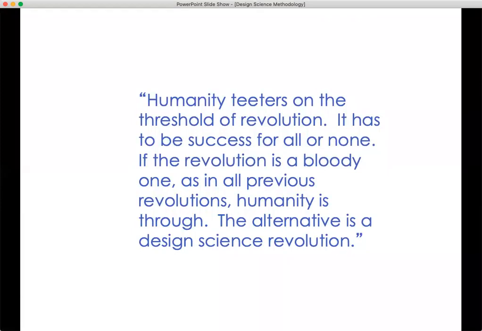As a context for that, let me repeat something that Buckminster Fuller said. Humanity teeters on the threshold of revolution. It has to be success for all or none. If the revolution is a bloody one, as in all previous revolutions, humanity is through. The alternative is a design science revolution.